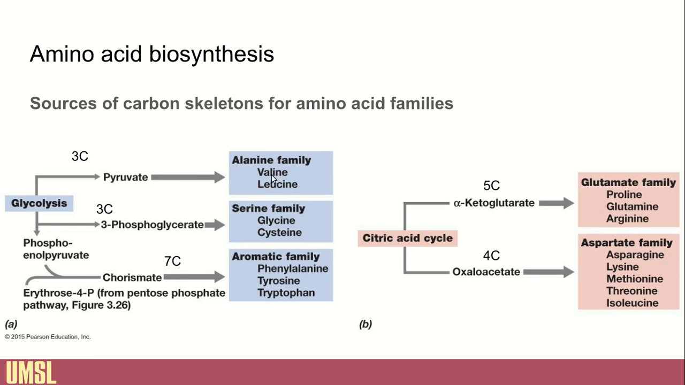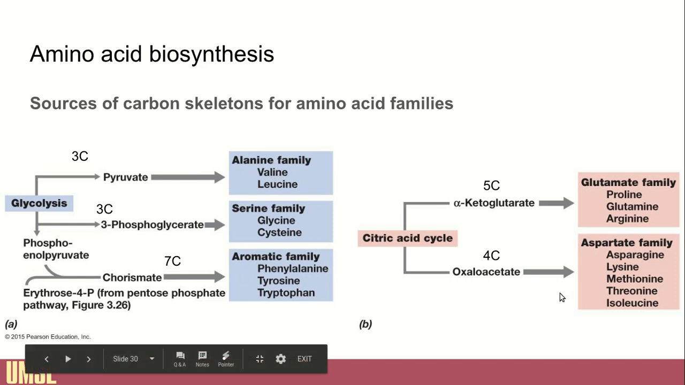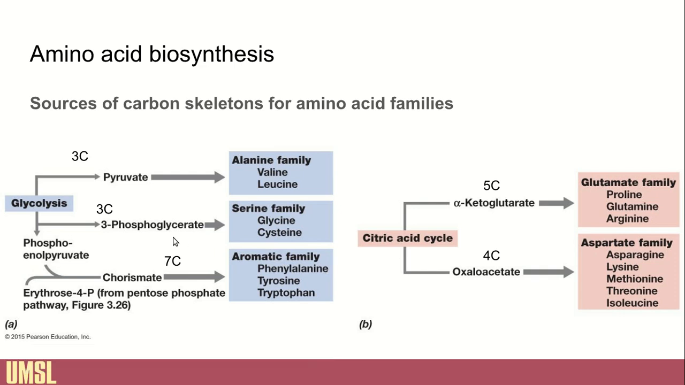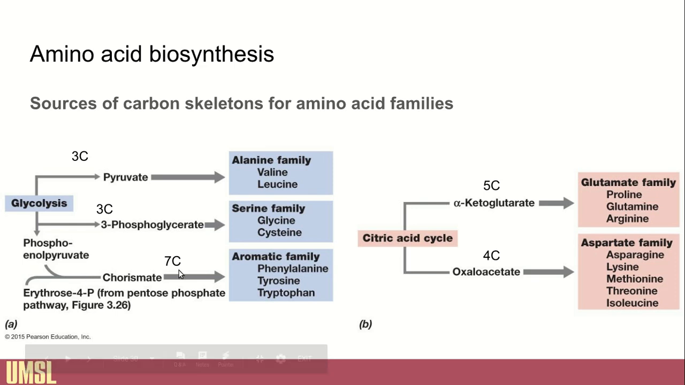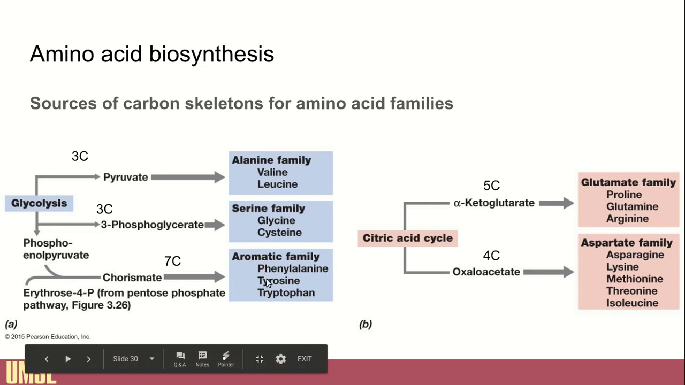We can basically break these down into structural families, and we can easily see where these come from. So alanine and serine, essentially these are products of glycolysis, and to produce aromatic amino acids, you need phosphoenolpyruvate and erythrose 4-phosphate from the pentose phosphate pathway, so essentially a 3-carbon compound and a 4-carbon sugar phosphate. You can bring these together to make aromatic amino acids.